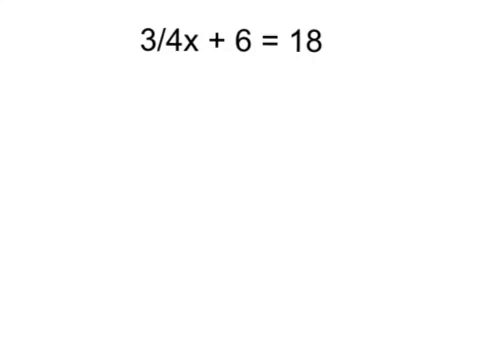Okay, here's another example. In this example, we have 3/4 x, so that's 3/4 times x, plus 6 equals 18. So I have multiplication, the 3/4 times the x, and I also have addition, so plus 6. Split my sides. I have a left side of the equation and a right side of the equation. On the left side, I want to get rid of the lowest type of operation first, so I want to get rid of the adding 6, or the plus 6.